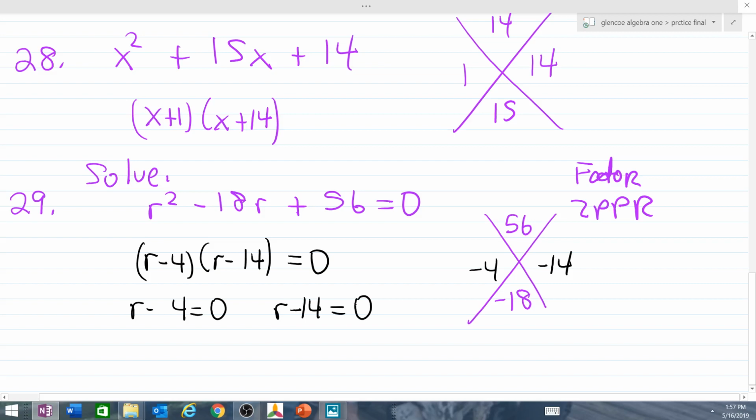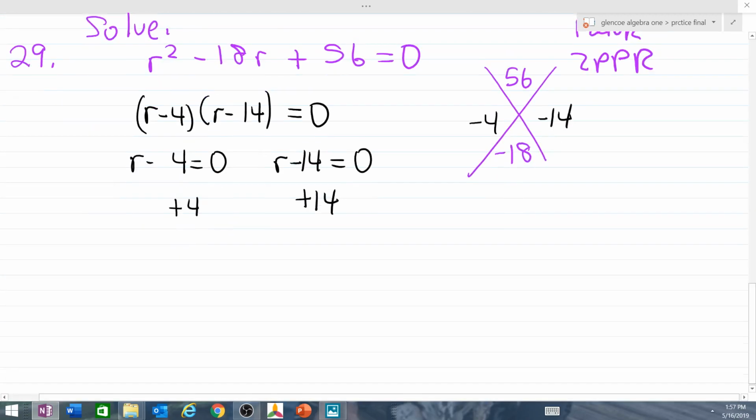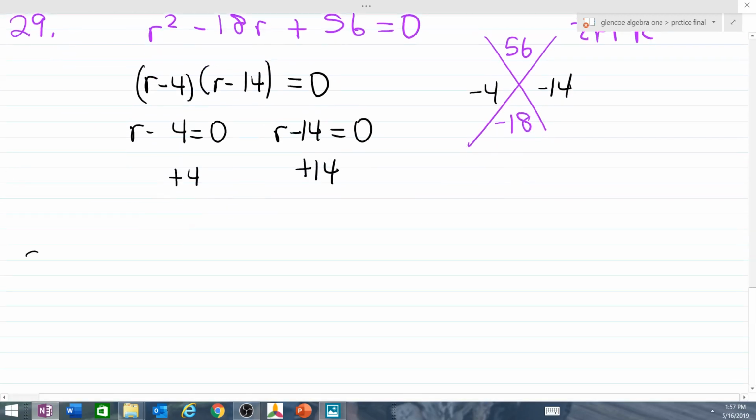And that's a unanimous. So what would my real answers be, guys? 4 and 14. 4 and 14. So you see how this practice final is falling apart for us. There's going to be a couple of tough questions on the final just because of the nature of the material. But for the most part, you guys should be able to rock it.